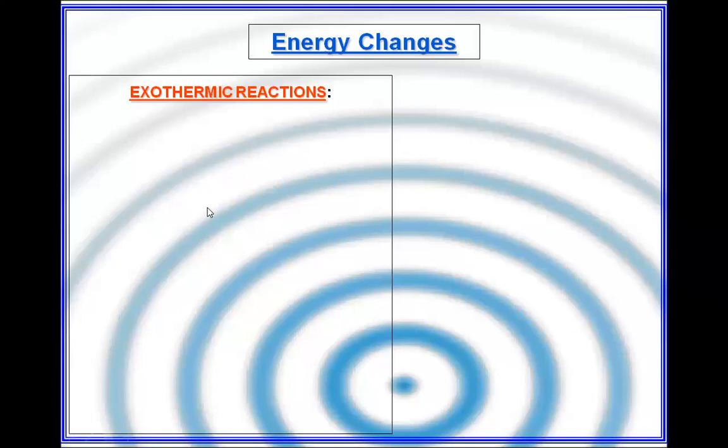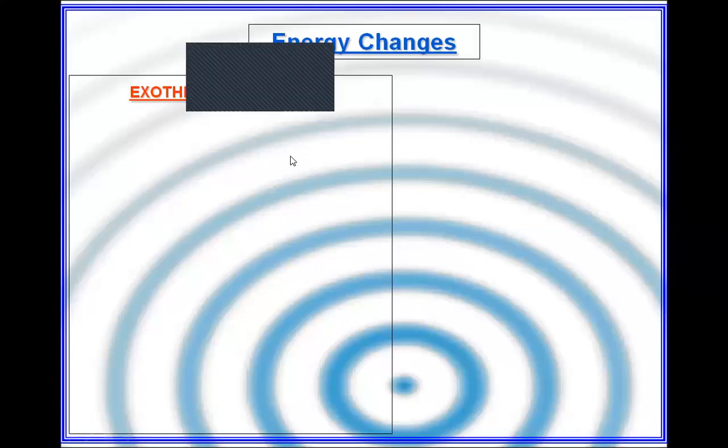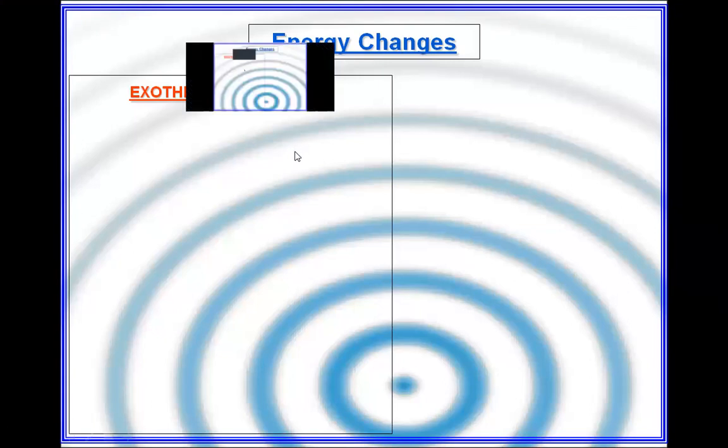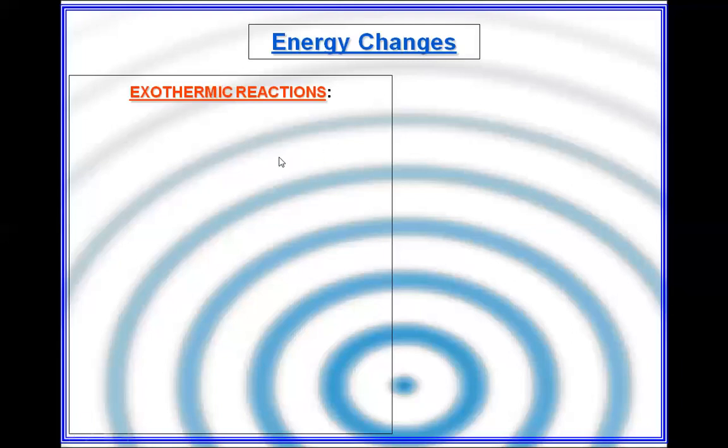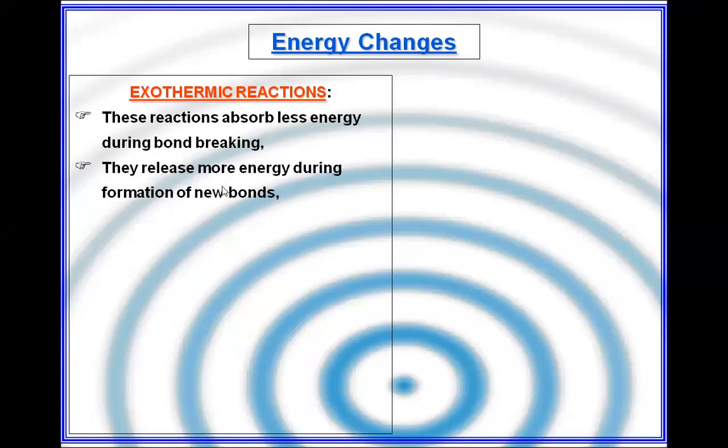So in the previous section, we discussed how a reaction is exothermic or endothermic. Now, how can we define an exothermic reaction? This is a simple way to define it. These reactions absorb less energy during bond breaking. They release more energy during formation of new bonds. It means exothermic reactions are those reactions that emit heat energy because they absorb less energy but release more energy.